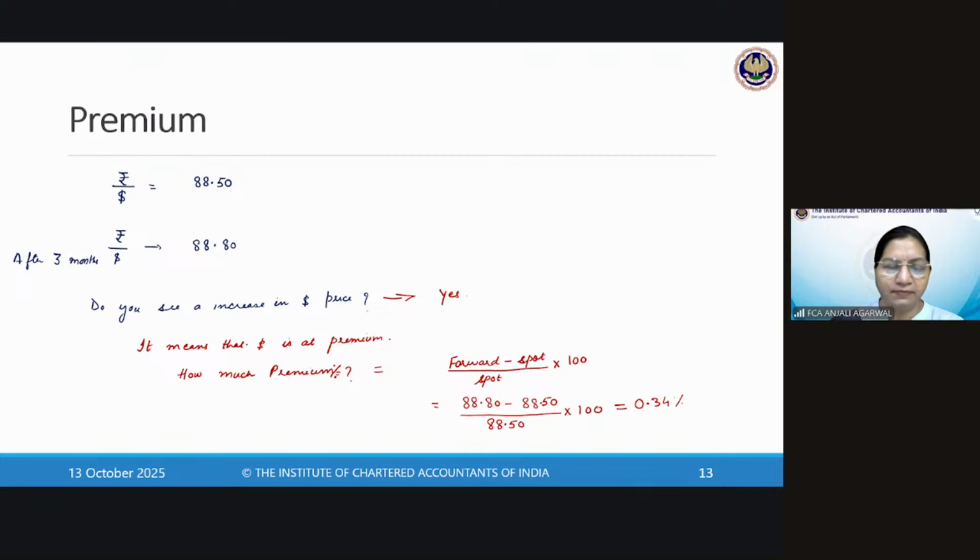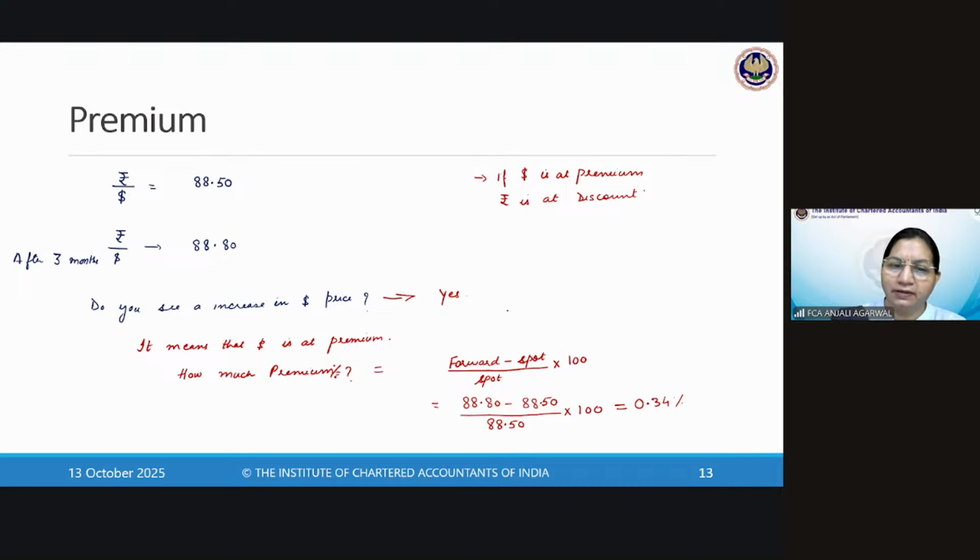This is the premium. Now, a very important concept here is: if the dollar is at a premium, it implies the rupee is at a discount. Right?